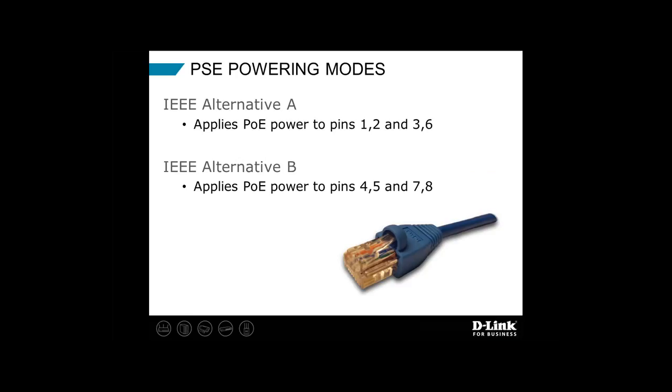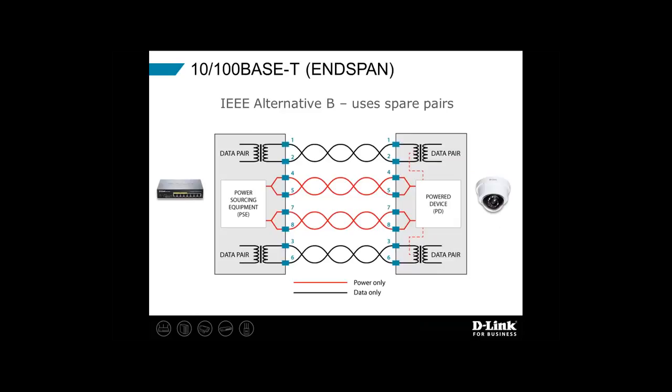So I've got some semi-technical diagrams here that show how this works. I know this is a little bit technical, but bear with me here. The first one I'll show is in a 10/100 network. And remember, in 10/100, we have data on 1, 2, and 3, 6, and 4, 5, 7, 8 are not used. So this is 10/100 with alternative B. And alternative B puts the power, the PoE power, on the unused pairs. They're called spare pairs, 4, 5, 7, 8. And that's what I'm depicting here.